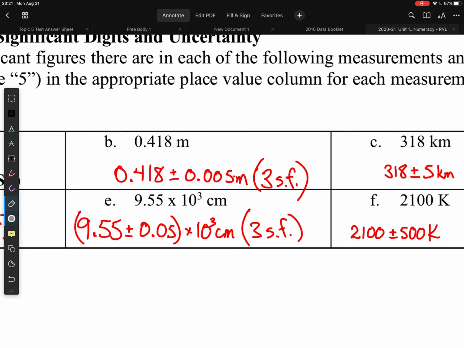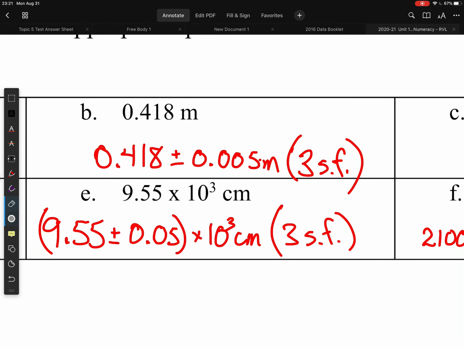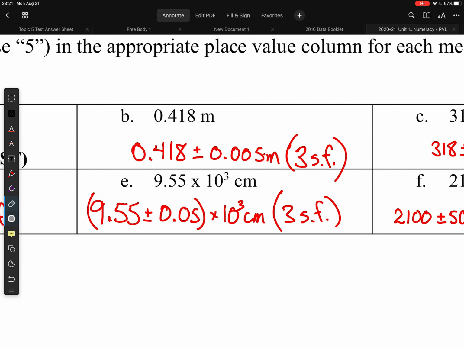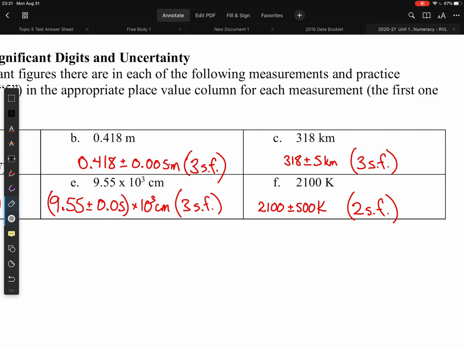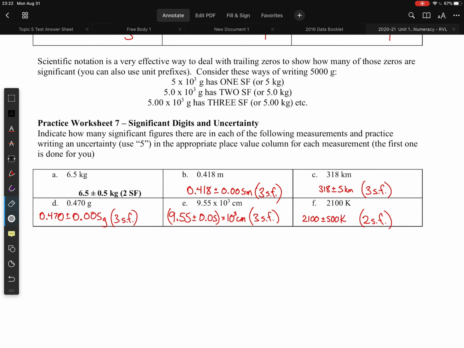Actually, 2 tricky points. E, slightly tricky. So some of you had some questions about this. How do we handle it? Well, this is one possible way that you could handle it. So I've included it there. So 9.55 plus or minus 0.05, and that is in parentheses, times 10 to the 3 centimeters. And we have 3 sig figs on our measurement.